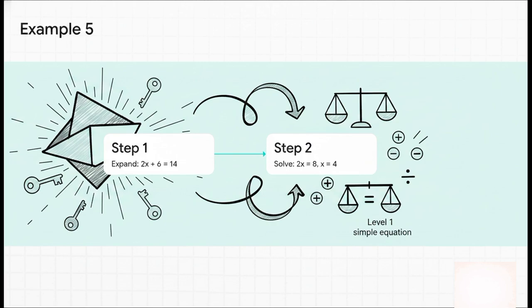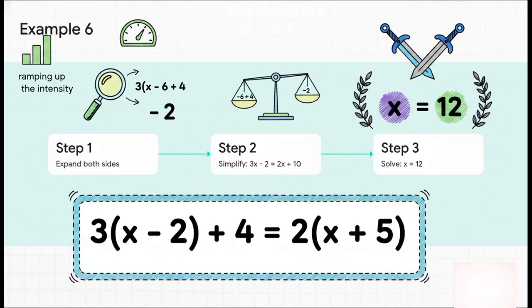So, step 2, solve it. Subtract 6 from both sides to get 2x equals 8. Divide by 2, and x equals 4. You're crushing it! Okay, let's ramp up the intensity a bit. Example 6 is an advanced one. 3 times the quantity x minus 2 plus 4 equals 2 times the quantity x plus 5.